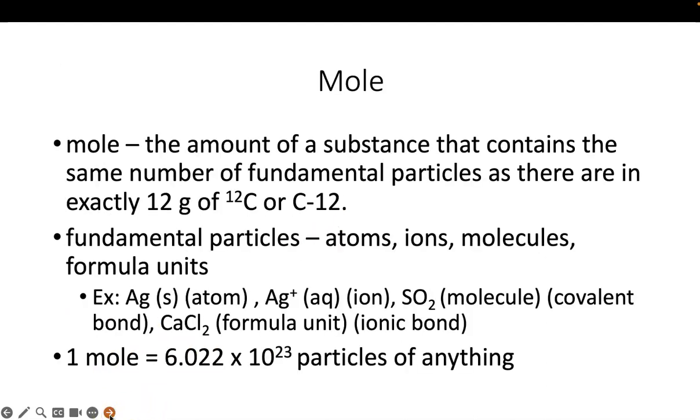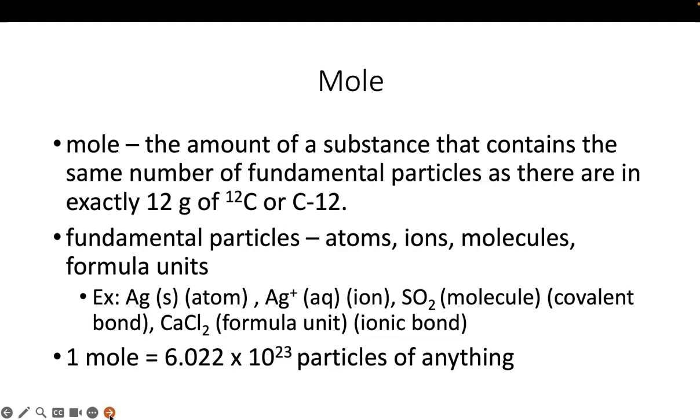So what we have here is a mole, and a mole is a way of figuring out how many things I have. What's the amount of stuff that I have, and specifically how many atoms, ions, molecules, or formula units. The formal definition is the amount of a substance that contains the same number of fundamental particles or atoms as there are in exactly 12 grams of carbon-12. Carbon-12 is the mass number. It tells you how many protons and neutrons it has. Carbon usually has 6 protons, and in this case it's going to have 6 neutrons as well.